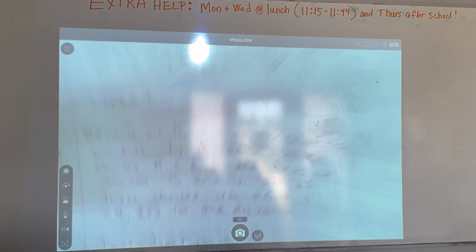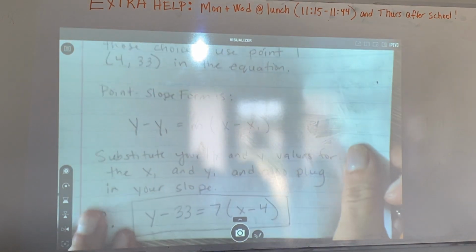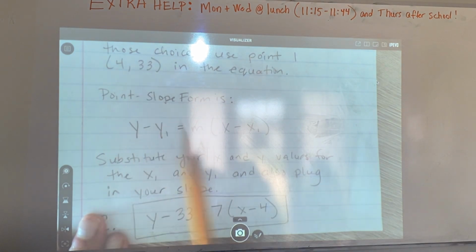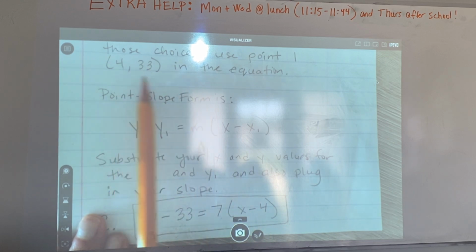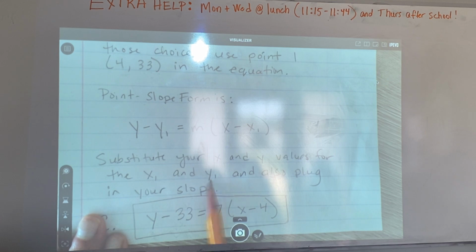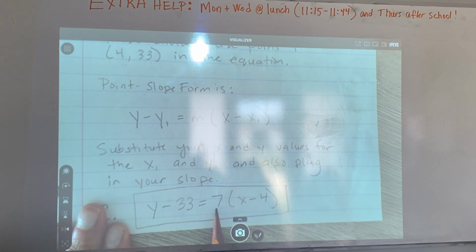Okay, so they chose 0.1, so we're going to use 433 in our point slope form. We substitute our x and y values from the coordinate point for the x1 and the y1. We luck out here because they're both positive, so we don't have to worry about changing any signs. So we can just plug them in. Our y goes here, our x goes here, and we have our positive slope.